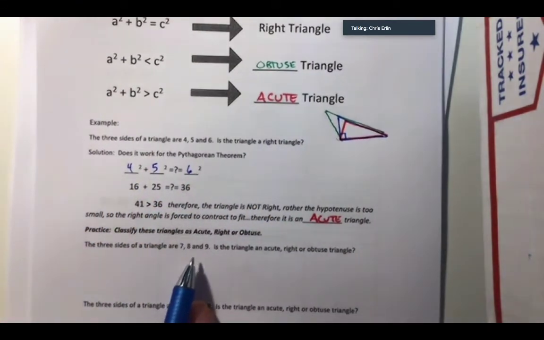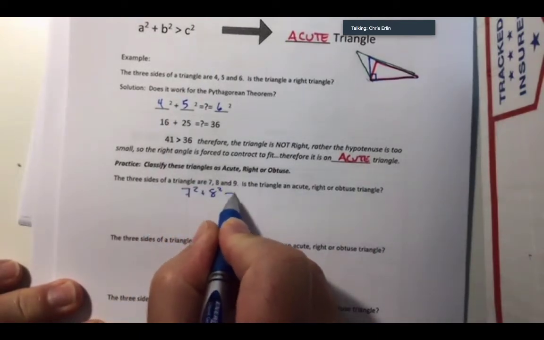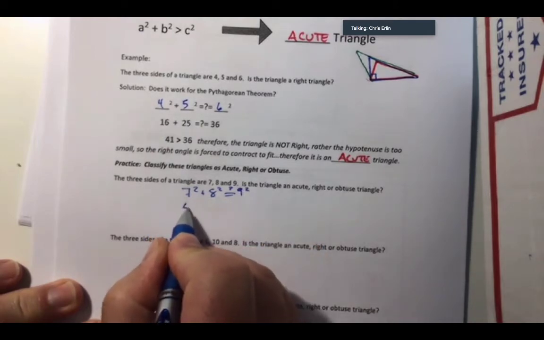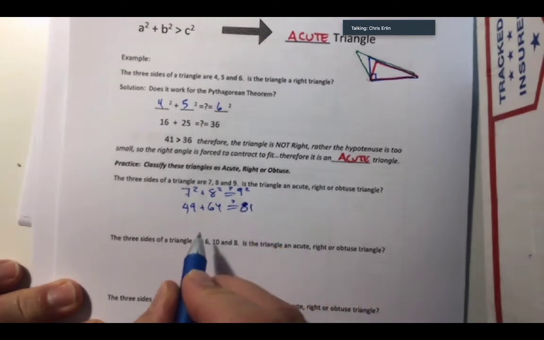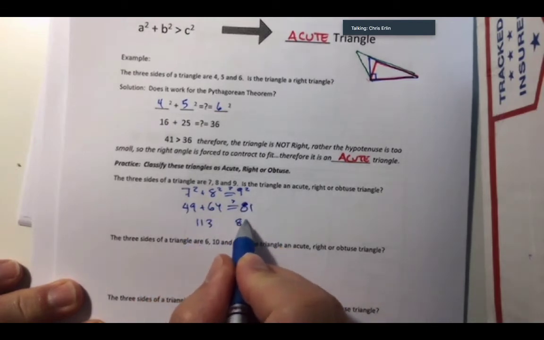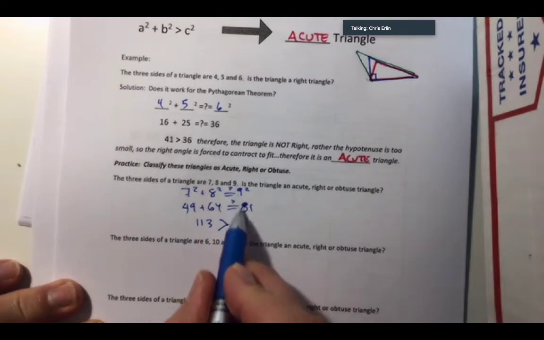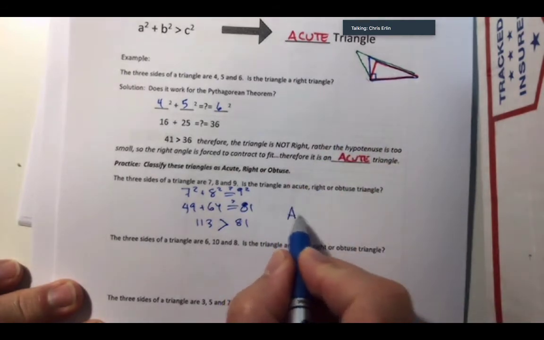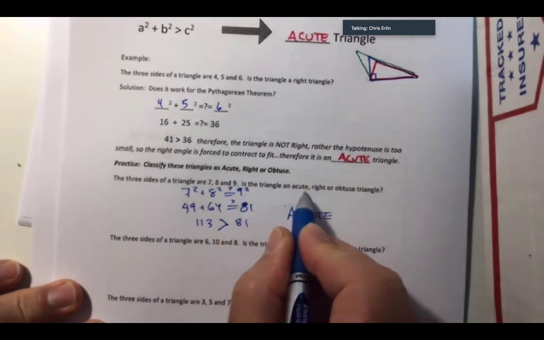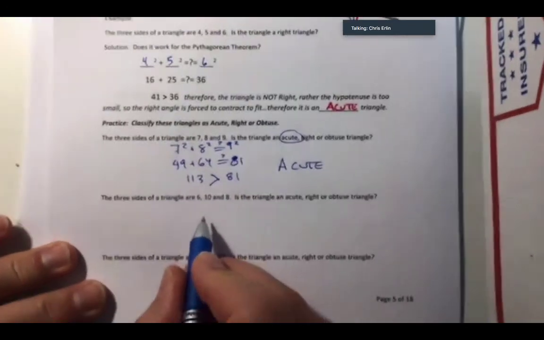Now we're going to practice here, 7, 8, and 9. So 9 is the biggest one, so I want to set it up as though it were Pythagorean theorem. See if it works. 49 plus 64 is 81. 113 and 81. In this case, my inequality points this way, suggesting that 81, which represents my single side, my hypotenuse, is too small. That's this scenario with the red. It's acute. This is an acute triangle. Is the triangle acute, right, or obtuse? It's acute.